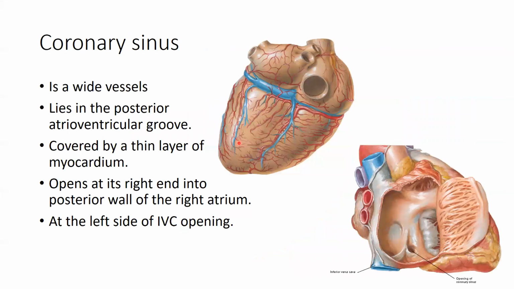Okay, the coronary sinus is a wide vessel that lies in the posterior atrioventricular groove, covered by a thin layer of myocardium, and opens at its right end into the posterior wall of the right atrium. Okay, this is the right atrium. This is where the opening of the coronary sinus is, specifically located at the left side of the opening of the inferior vena cava.